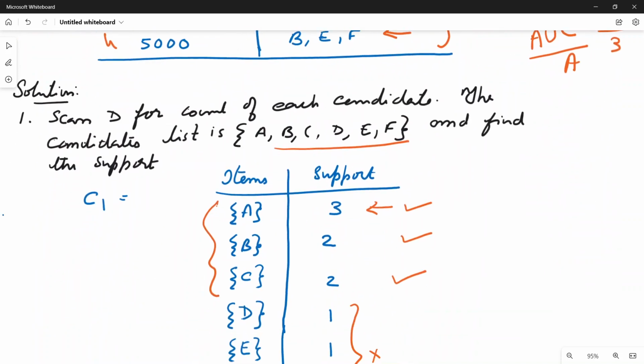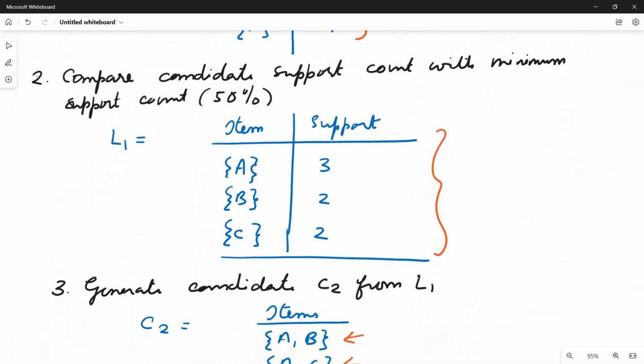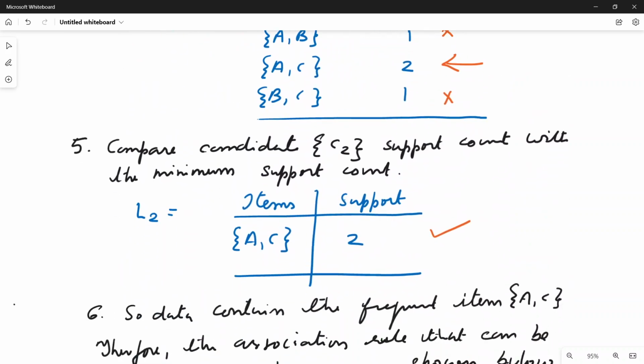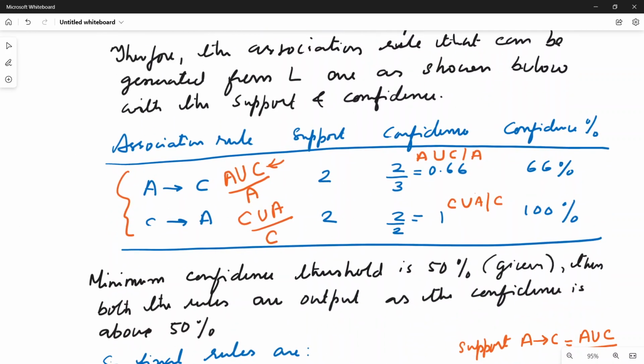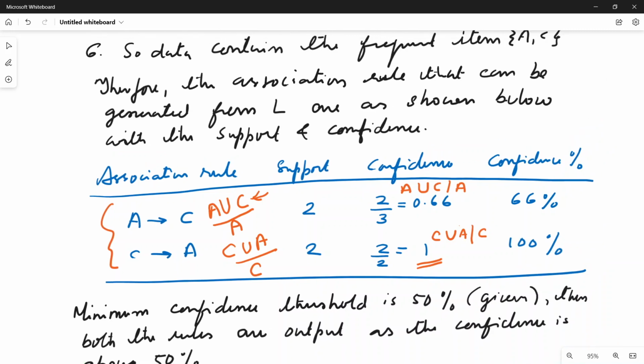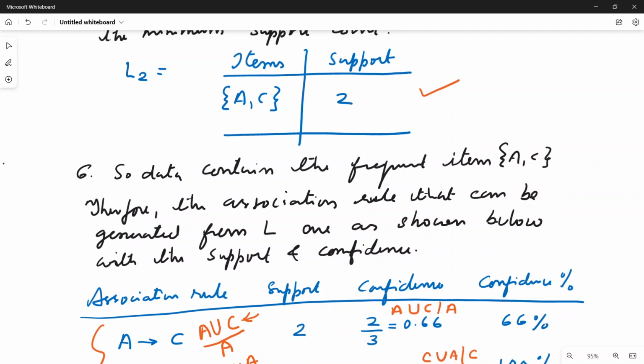So the confidence level of the association rule C to A is 2 by 2. So you can see here we have 2 by 2, that is equal to 1. So 1 into 100, you got it as 100%. So from the frequent item set, we found the set AC, that is the items A and C are purchased together. That is a more frequent item.